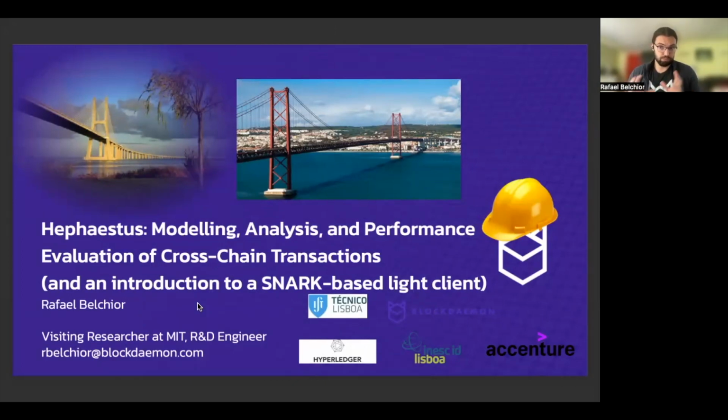After we introduce this type of bridge we're constructing, then we'll talk about how to protect those bridges and how to do bridge security with Hephaestus, which is our recent paper. This has been joint work with INESC-ID, Técnico, Hyperledger, and Accenture. And I'm here representing my university and also Blockdaemon, where I work as a research engineer.